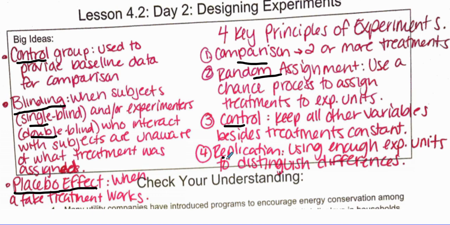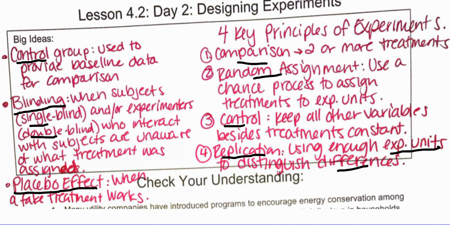And then finally, this is the most important thing: replication. Using enough experimental units to distinguish the differences. Replication is where, if you do an experiment on just one person, that's not enough, but if you have several people or several things that you're experimenting on, you can really test to see if the different treatments actually did or did not have an effect. So replication is having enough experimental units so you can distinguish differences in our values.